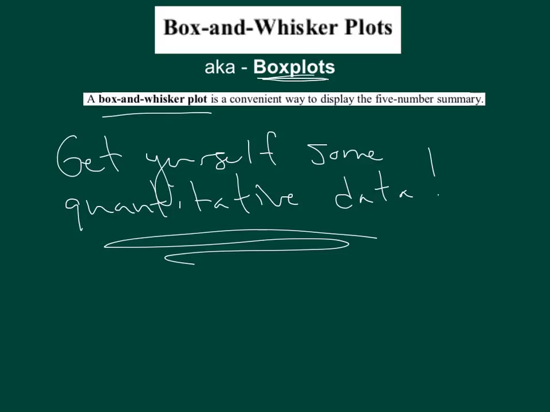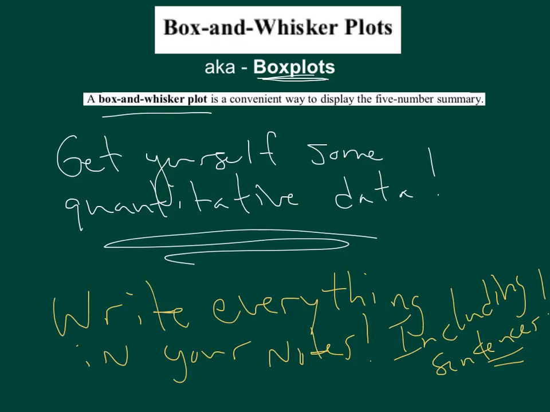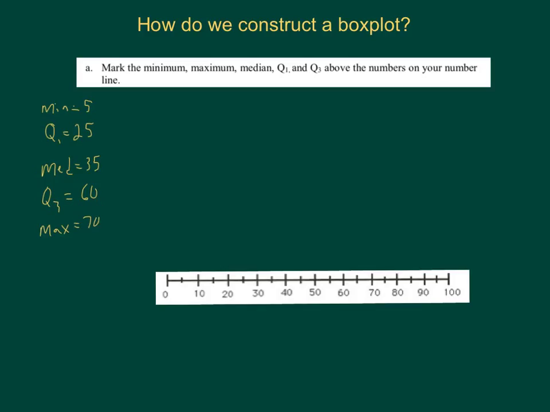Be sure to write along with me. That includes all sentences. Yes, that's right, kids. Write everything in your notes, including the sentences, not just the math. All right, so here we go. How do we construct a box plot? Well, the first thing you're going to need is to mark your minimum, maximum, median, Q1, Q3. This is your 5-number summary.